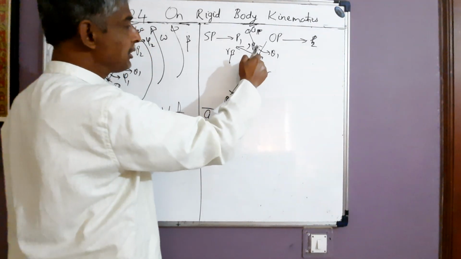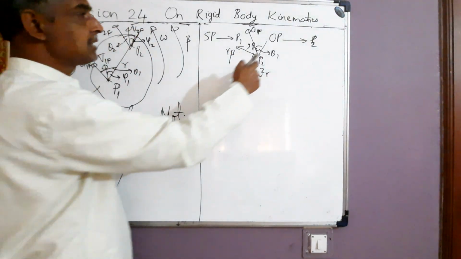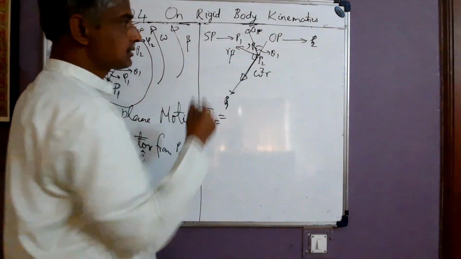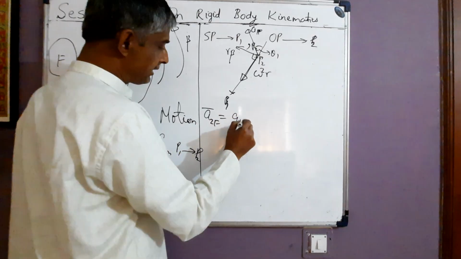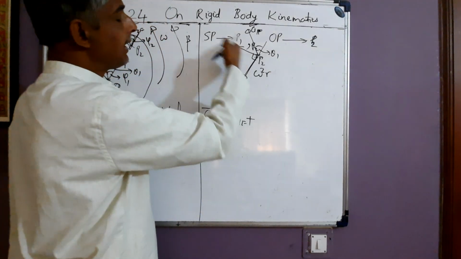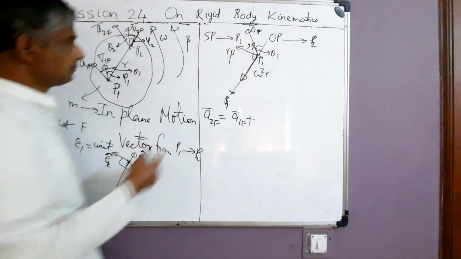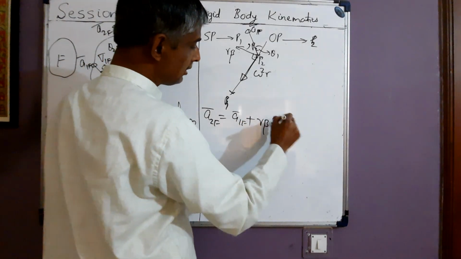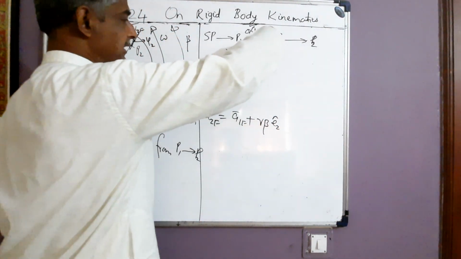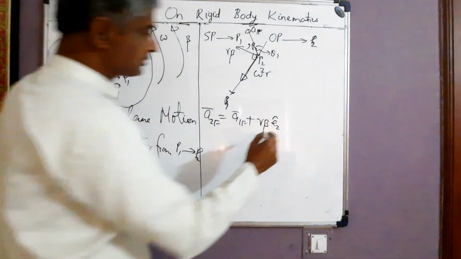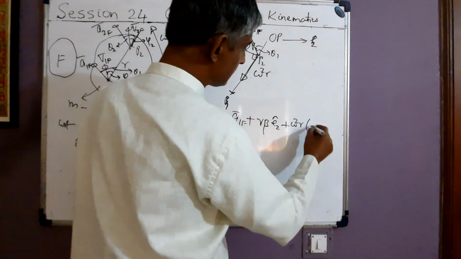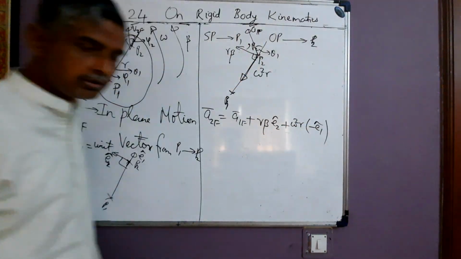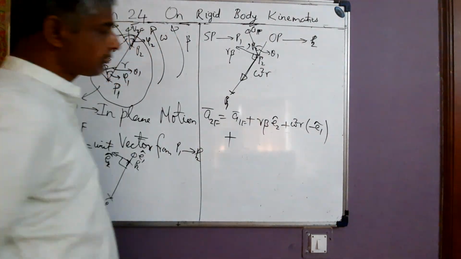A2f, acceleration of P2 with respect to f at time t, is the vector sum of this, this and this. So this will be equal to A1f plus r beta along unit vector E2 hat, so this becomes r beta E2 hat. And this omega square r is opposite to E1, so it is plus omega square r into minus E1 hat.